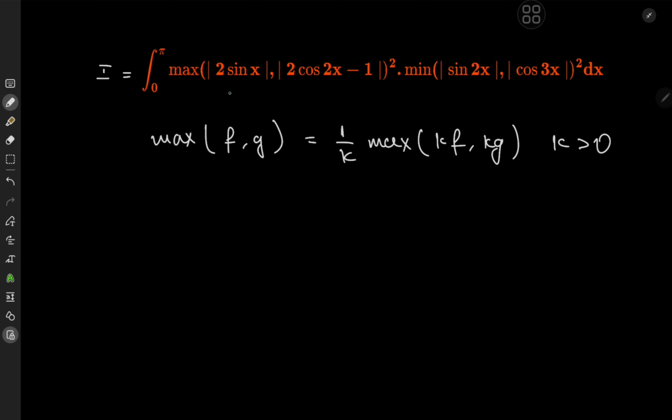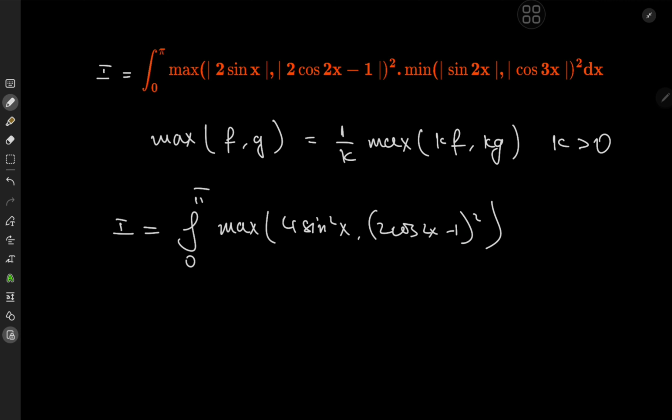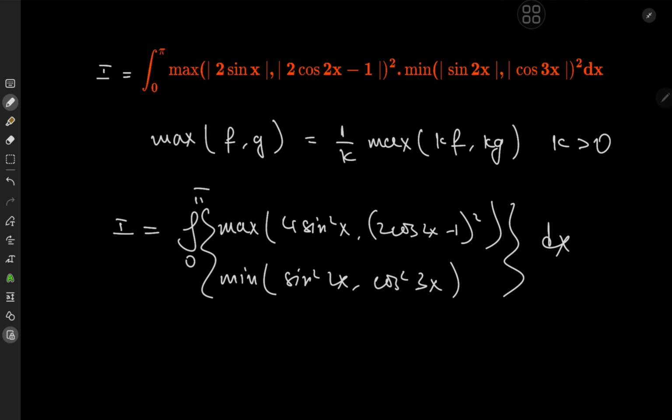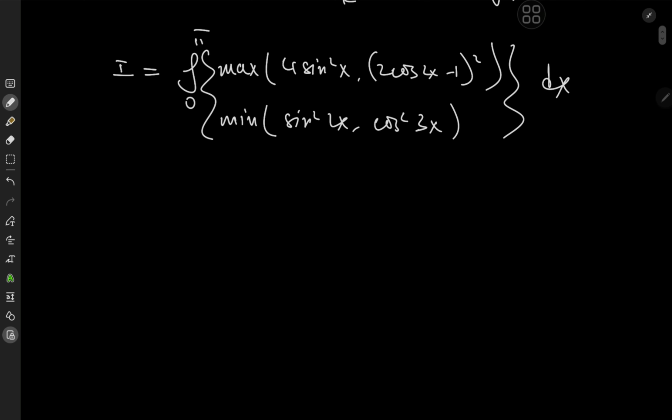First things first, we notice that we have these squares of absolute values, which is no problem whatsoever. Since if f is greater than g, it implies that f squared is greater than g squared. So that means we can rewrite I as the integral from 0 to pi of the max of 4 sine squared x and 2 cosine 2x minus 1 squared, times the min of sine squared 2x and cosine squared 3x, some curly braces, dx. Now let's play around with the trig functions a bit.